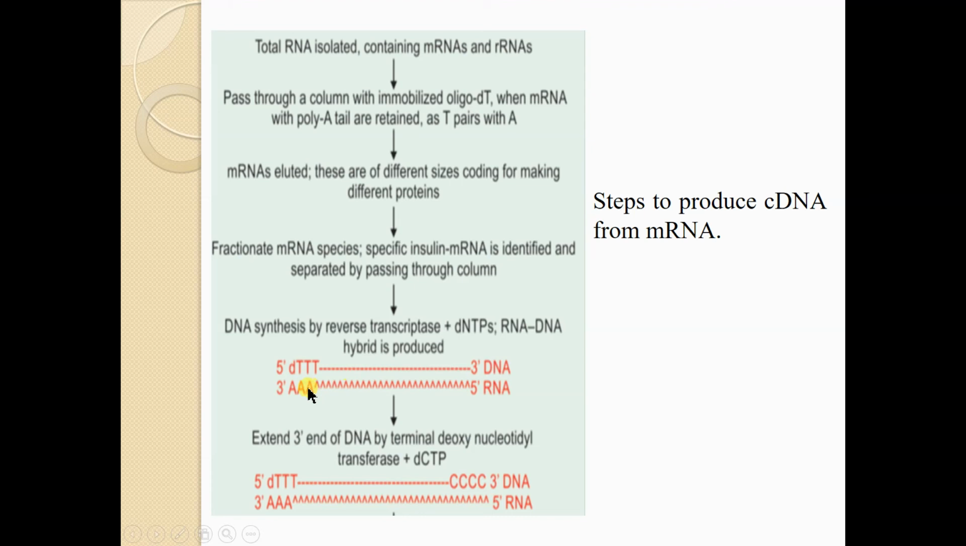Now we proceed with DNA synthesis by the reverse transcriptase enzyme. We will add the reverse transcriptase enzyme along with deoxynucleotide triphosphates: deoxyadenosine triphosphate, deoxyguanosine triphosphate, deoxythymidine triphosphate and deoxycytosine triphosphate. All of these will be added along with the reverse transcriptase, so that it will produce molecules complementary to the RNA molecule. So an RNA-DNA hybrid is produced.